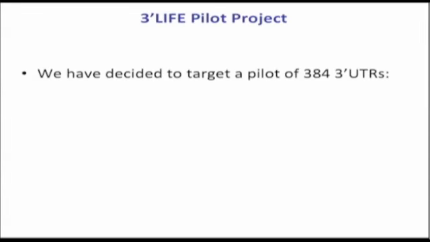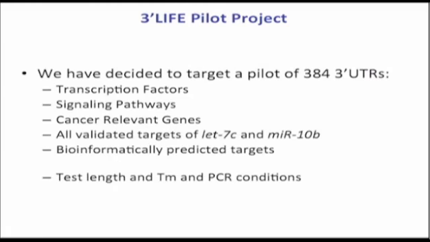So we decided initially, as I told you, 2,000, but we're now shooting for 384, so 4 plates. We decided to focus on a small data set to optimize the reactions. So we included transcription factors, UTRs of genes involved in signaling pathways, and genes well known to be involved in cancer. We took genes that are known to be targeted by let-7 and miR-10b because we want to use these as positive control microRNAs to screen. And we also included all the bioinformatically predicted targets for these specific genes because we want to see how sensitive this approach is.